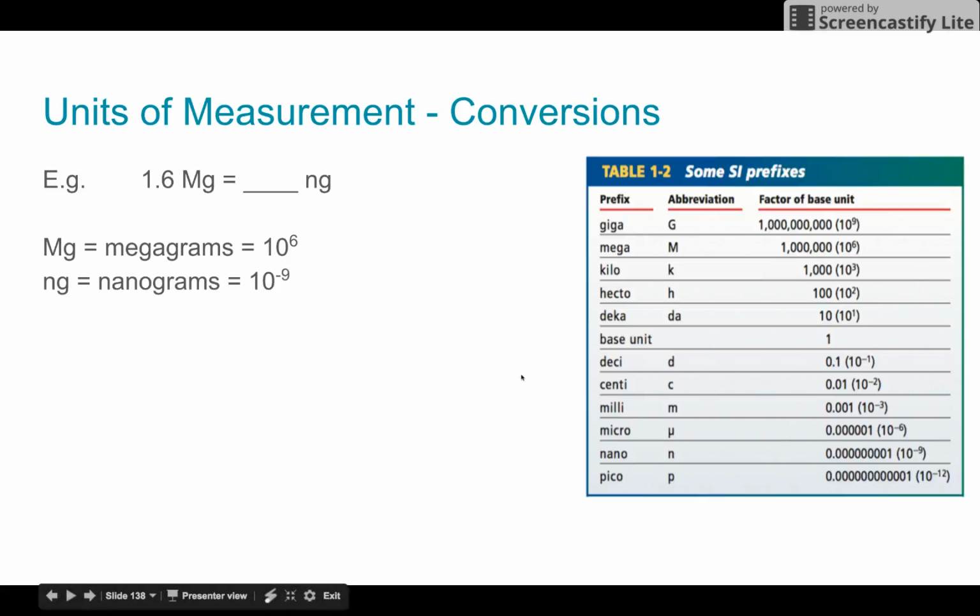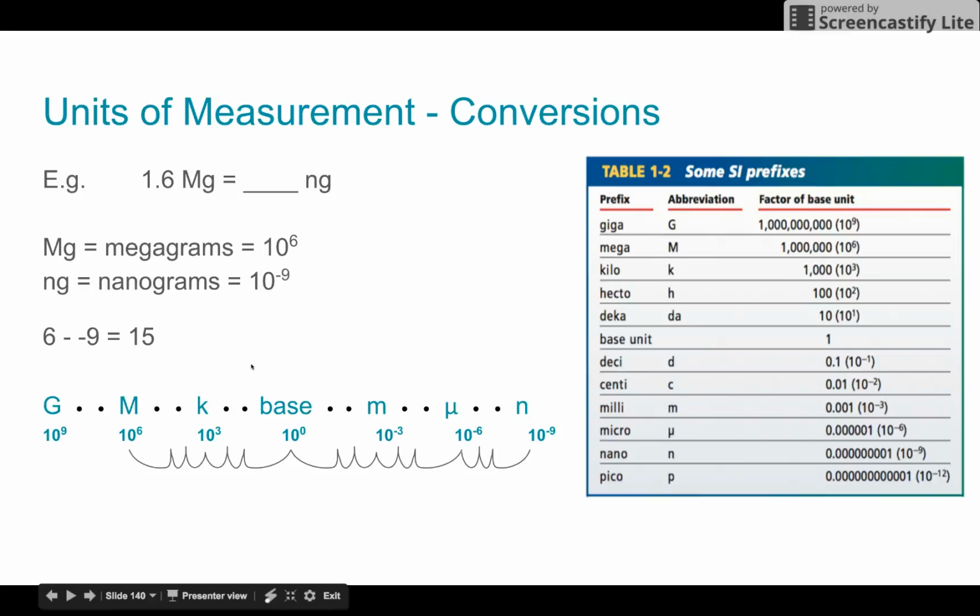So we want to find the difference. 6 minus negative 9 equals 15. And remember, when you have minus a negative, that's the same as plus a positive. So you'll say 6 plus 9 equals 15. So we know we want to move it 15 places. The other way to figure that out is to say, hey, we're going from Mg to ng.